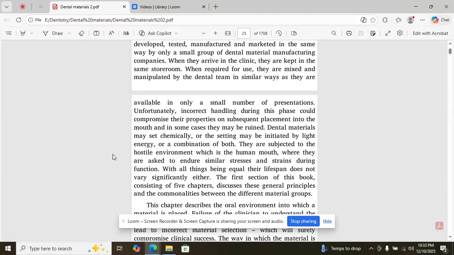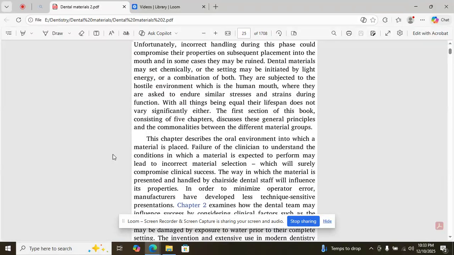The first section of this book, consisting of 5 chapters, discusses these general principles and the commonalities between the different material groups. This chapter describes the oral environment into which a material is placed. Failure of the clinician to understand the conditions in which a material is expected to perform may lead to incorrect material selection, which will surely compromise clinical success.